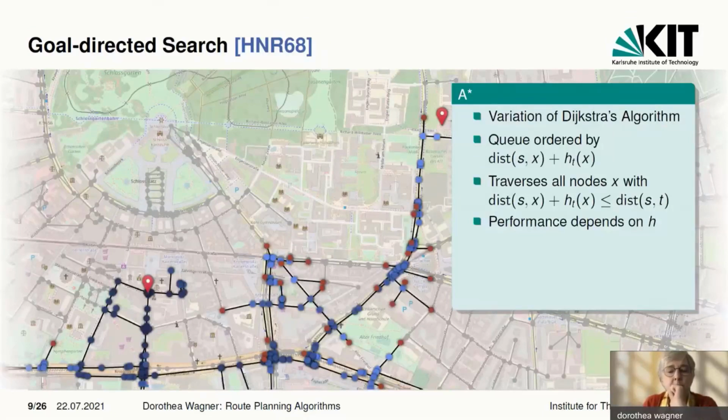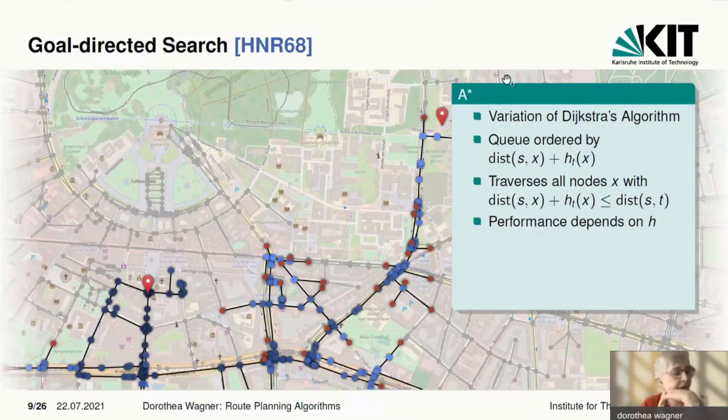Before we go into multi-level Dijkstra and contraction hierarchies, only one word about another classical speed-up technique. That's the technique A* or goal-directed search, a technique also from '68, so it's a quite old technique. This is the first speed-up technique for Dijkstra's algorithm, one could say, and the idea behind this technique is the following.